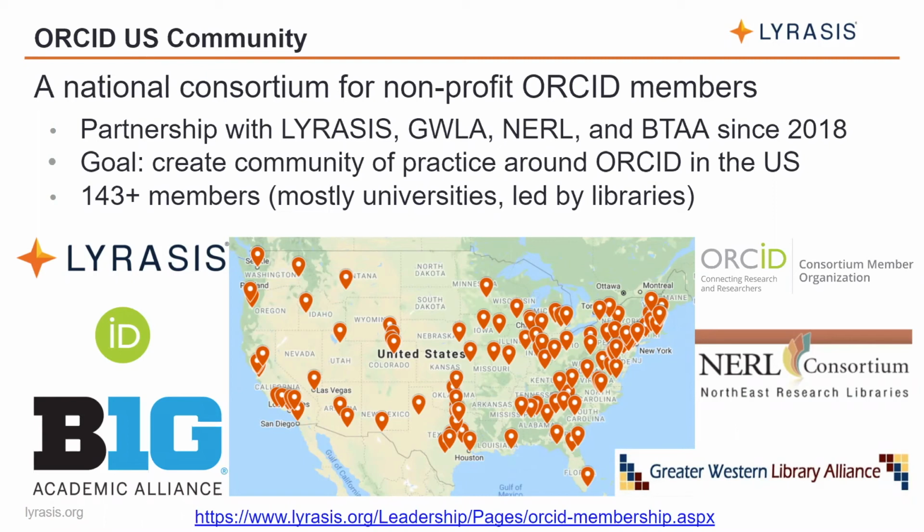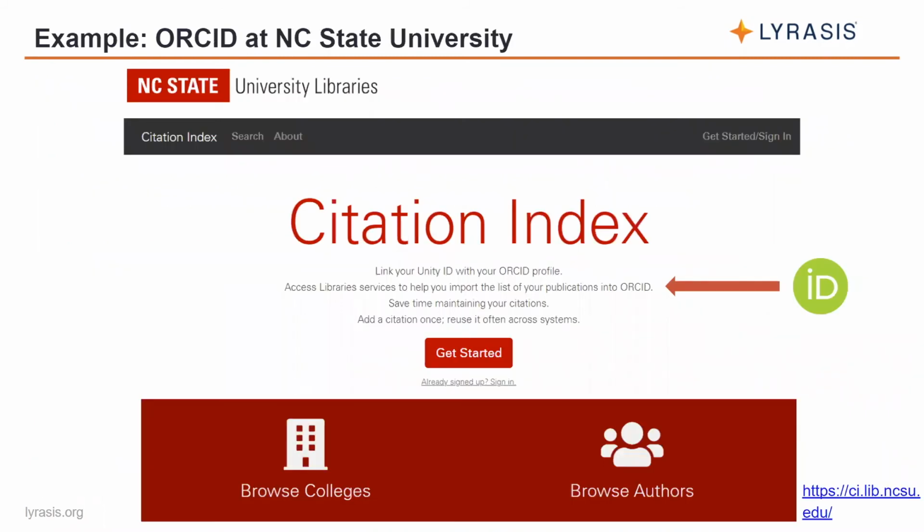Currently, there are 143 member organizations, most of which are universities, and at those universities, it has been the libraries overwhelmingly leading ORCID adoption efforts, not just for ORCID integrations with library systems, but for other systems on campus, not to mention outreach to researchers to encourage ORCID adoption. There are countless examples of how libraries are leading the way with ORCID, but since I can't cover them all today, I will share just one really great example from North Carolina State University.